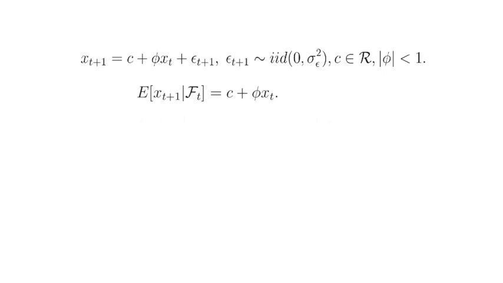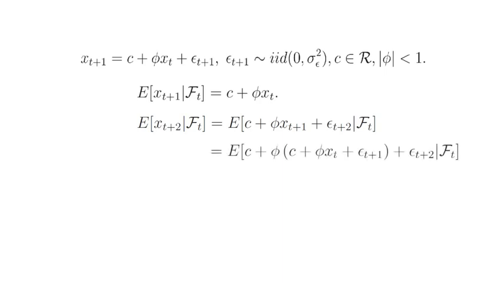The conditional two step ahead forecast is as follows. Again, we want the expectation of x_{t+2} conditional on F_t. Now rewrite x_{t+2} by its AR(1) representation. That would be the expectation of c plus phi x_{t+1} plus epsilon_{t+2}. Now you have to once again substitute the AR(1) structure into x_{t+1}, which gives you this term in the next equation. And now again you ask yourself carefully, what is part of the information set F_t?